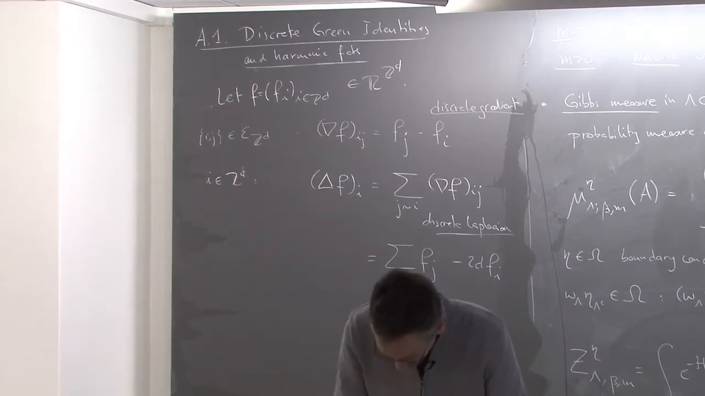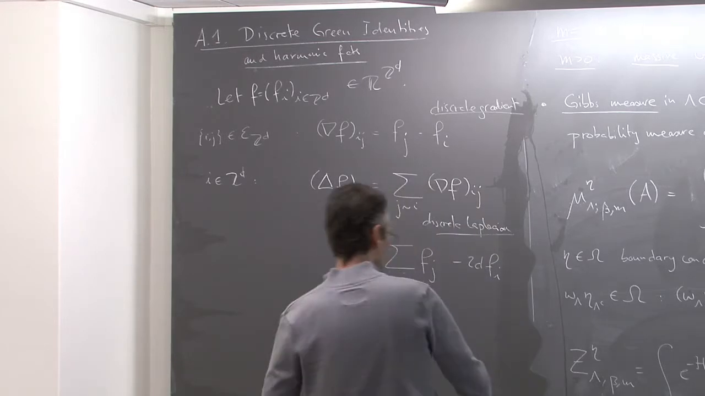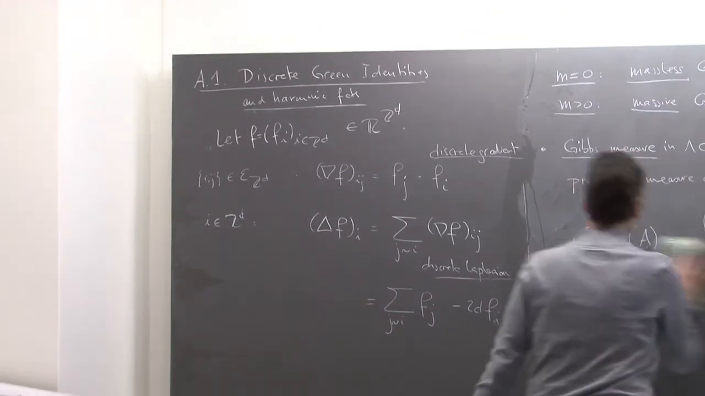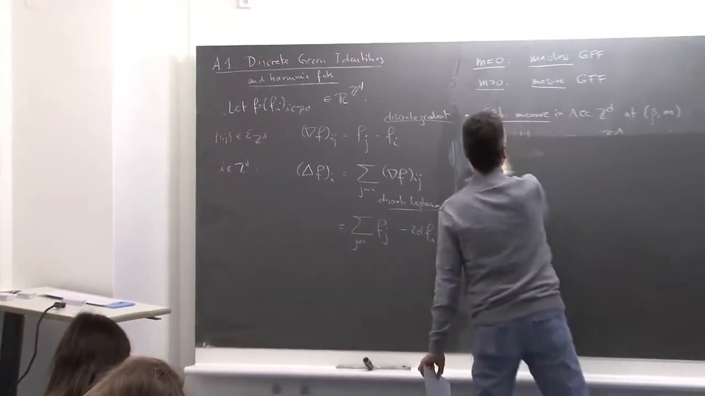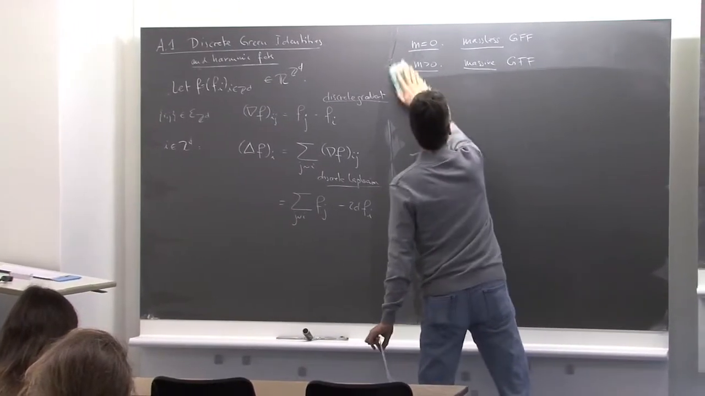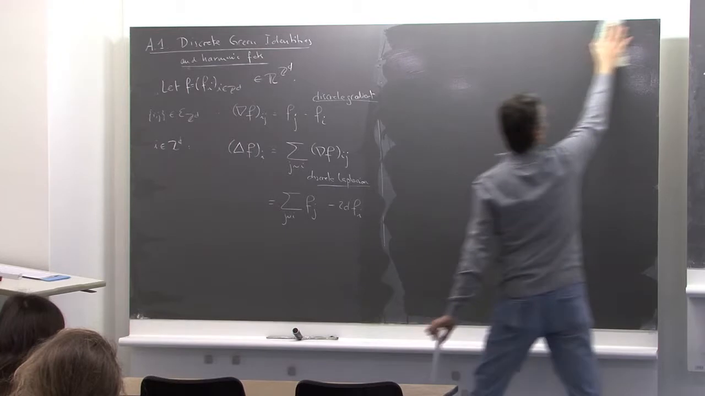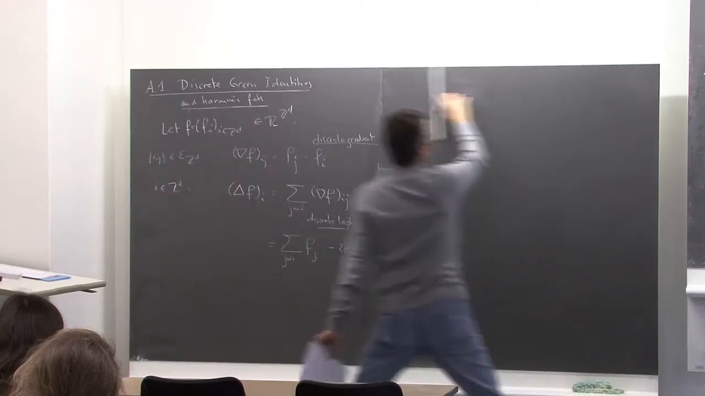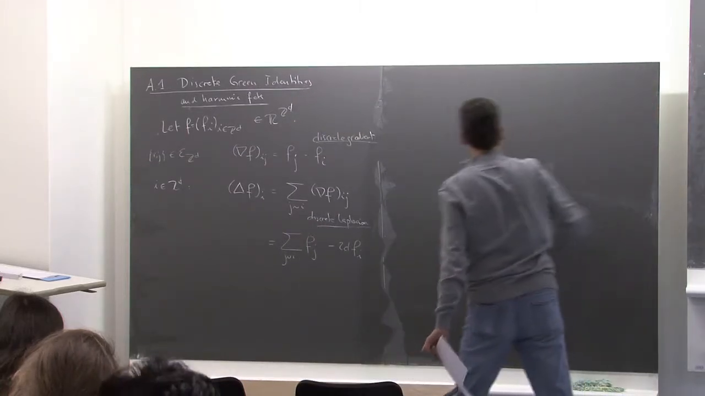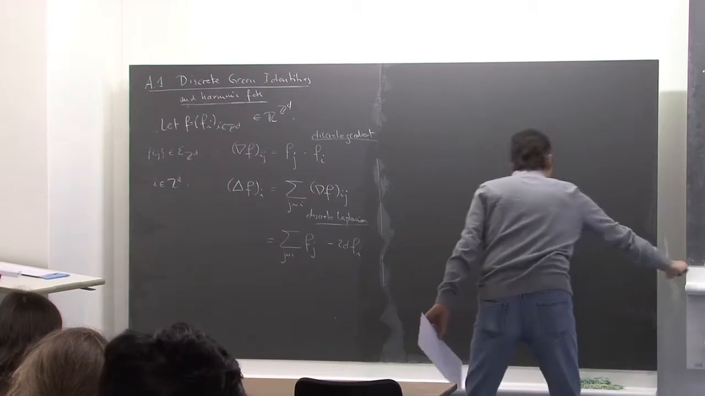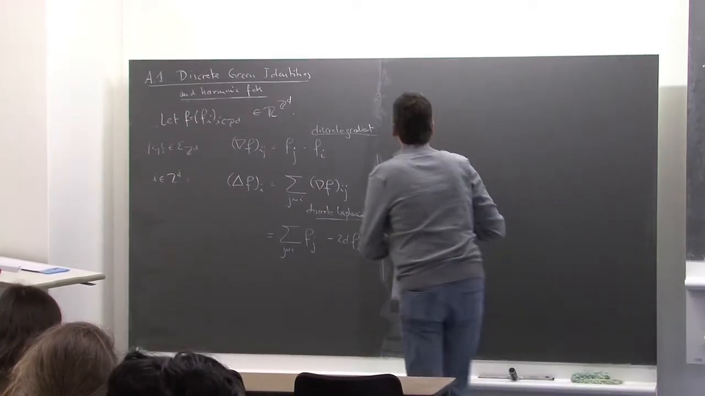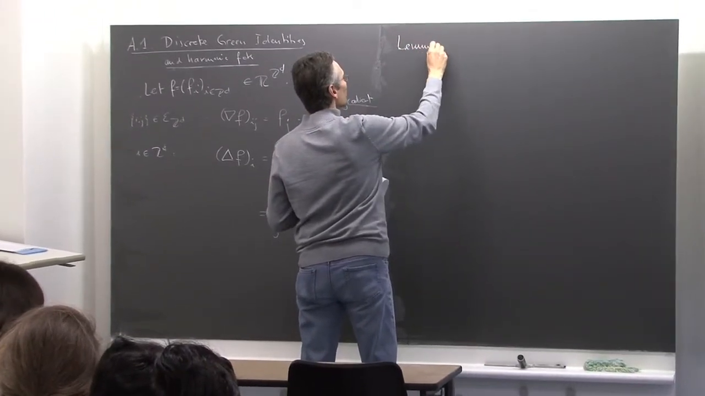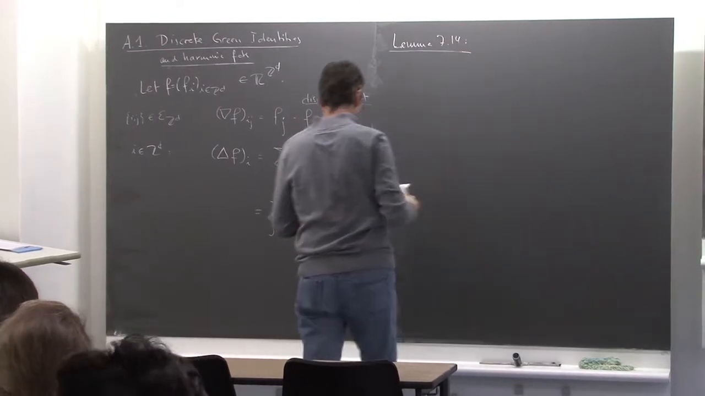Okay, so now we want to prove the following very simple formulas. Very simple but very useful. We'll use them in this chapter, of course, but also in the next two chapters, I guess. That's why I want to do it properly. So it's lemma 7.14 in the book. Lemma 7.14 tells you the following.